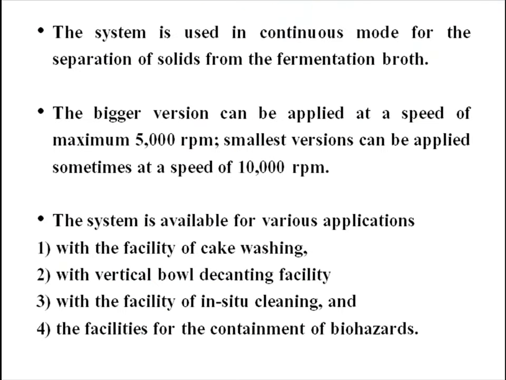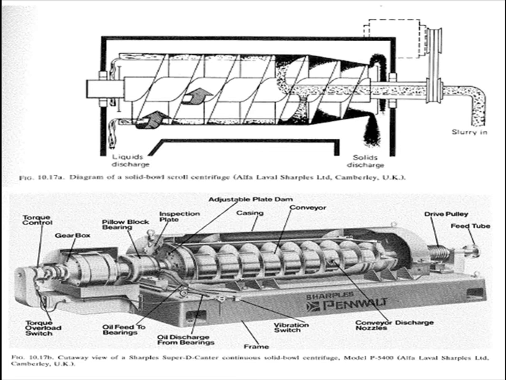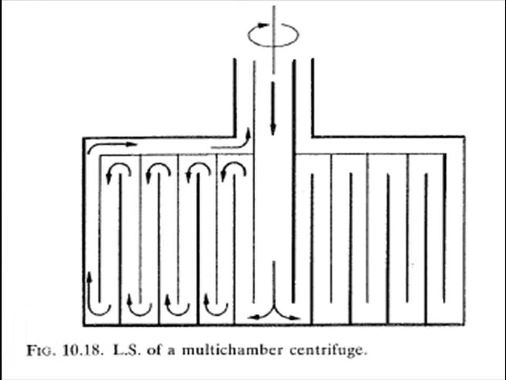The system is used in continuous mode for the separation of solids from the fermentation broth. The bigger version can be applied at a speed of maximum 5000 RPM. Smallest version can be applied sometimes at a speed of 10,000 RPM. The system is available for various applications like with the facility of cake washing, with vertical bowl, decanting facility, with the facility of in situ cleaning and the facilities for the containment of biohazards. These are some figures of solid bowl scroll centrifuge.